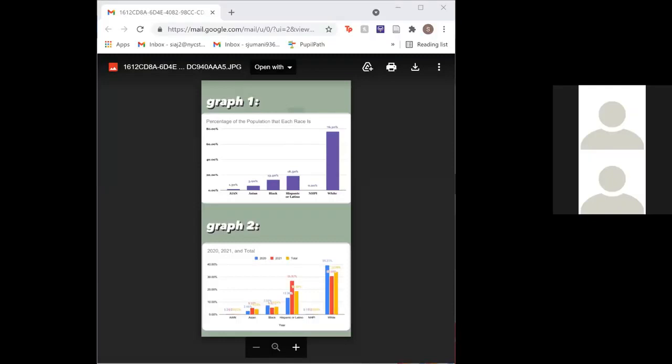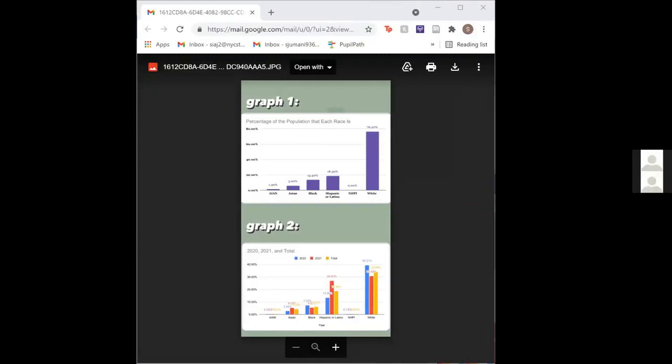In my first graph of my visualization, I evaluate the ratio of different ethnicities to the total population in the US. I then use that data and compare it to the testing data to see if the ratio of tests are equal to the ratio of people in each of those demographics.